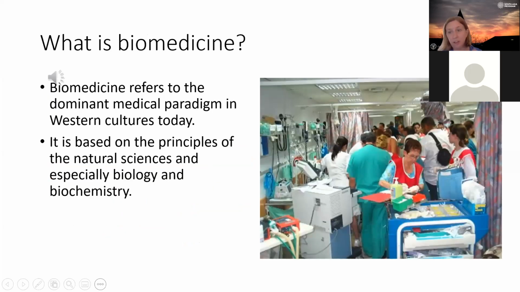Okay, a very basic definition that you have to know is that biomedicine refers to the dominant medical paradigm in Western cultures today. It's called biomedicine just because it's predominantly based on biology. And this term is preferred over Western medicine. Can anyone tell me why?